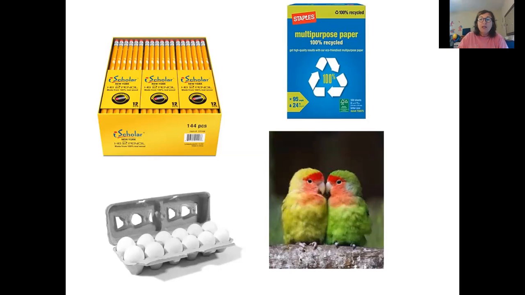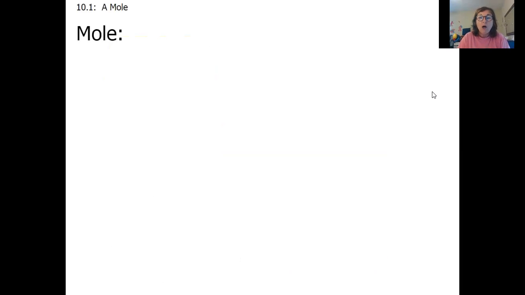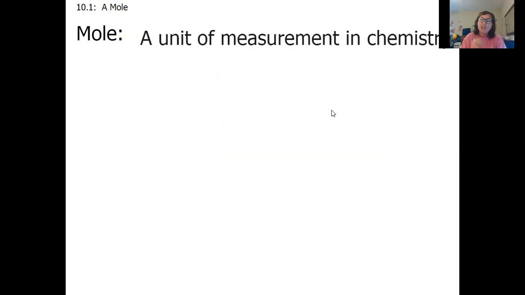So there are words that we use for numbers, and we know that these two are the exact same thing. Now, in chemistry, we use a term called a mole. A mole is a number. A mole is a unit that's associated with a certain number. So mole is a unit of measurement in chemistry. It's a certain number of particles.